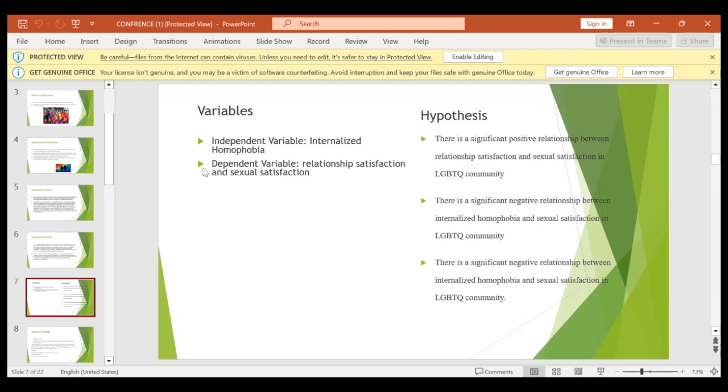My variables: the independent variables are internalized homophobia and relationship satisfaction, and the dependent variables are relationship satisfaction and sexual satisfaction. Hypothesis: there is a significant positive relationship between internalized homophobia and sexual satisfaction. There is a negative correlation between internalized homophobia and sexual satisfaction.